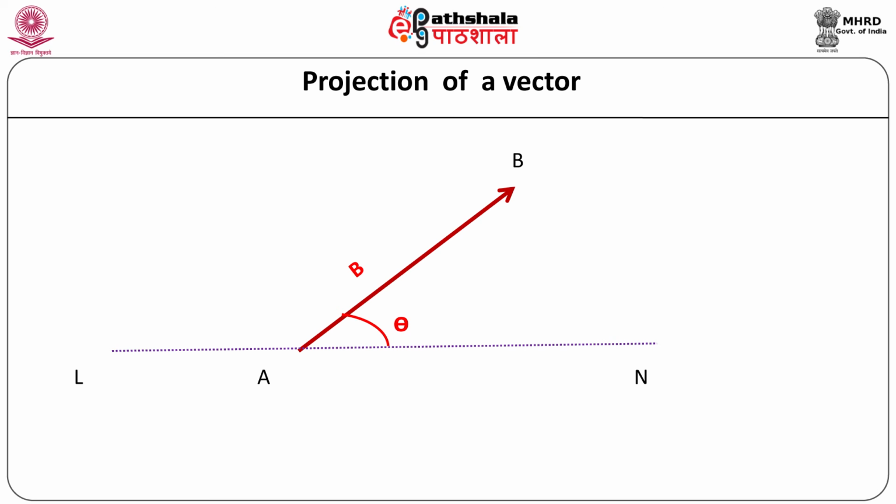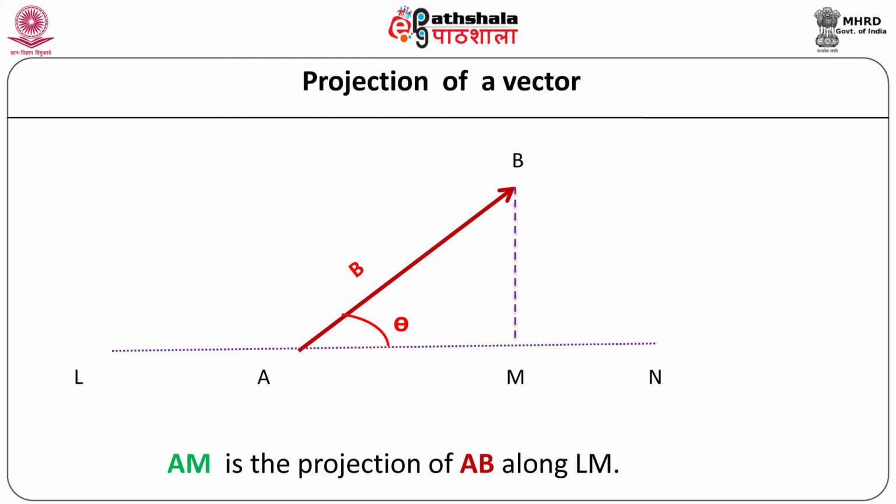Another important term used in connection with vector is its projection or component along a given direction. Let us try to understand it. Let B be a vector inclined at an angle theta with a straight line LN as shown. Draw a straight line BM through point B perpendicular to LN meeting it in M. Then AM is called a projection of AB along LM.